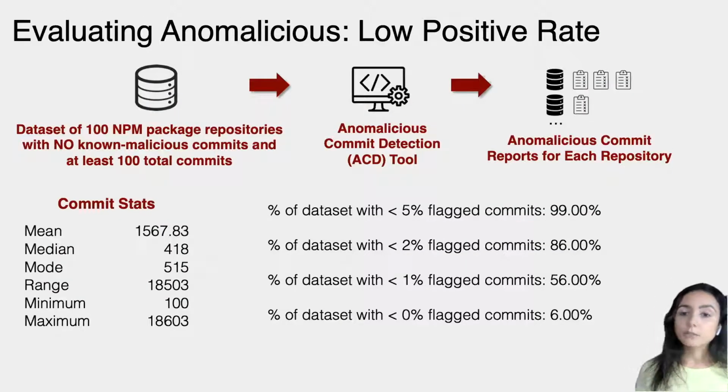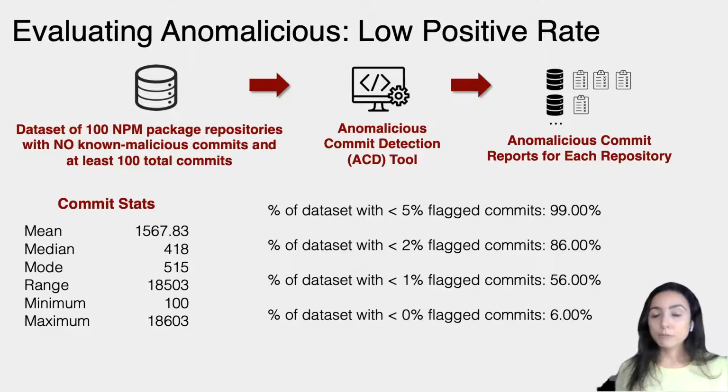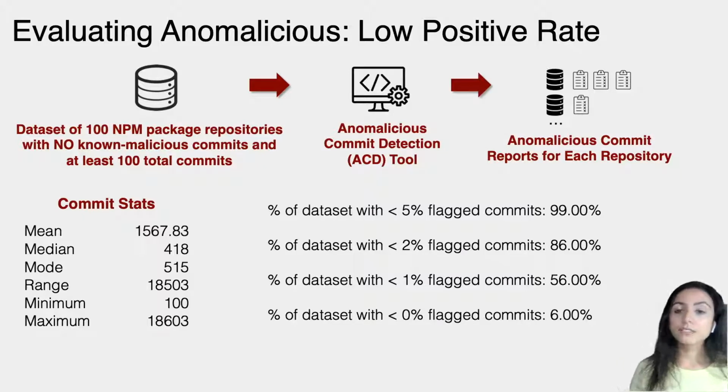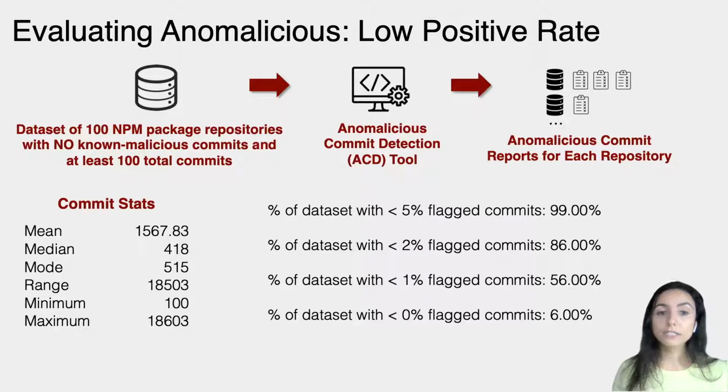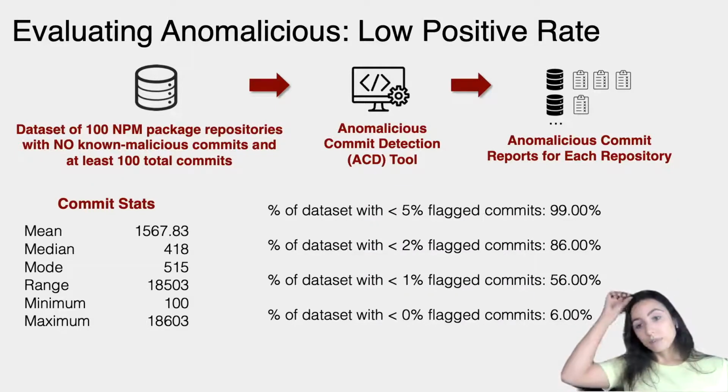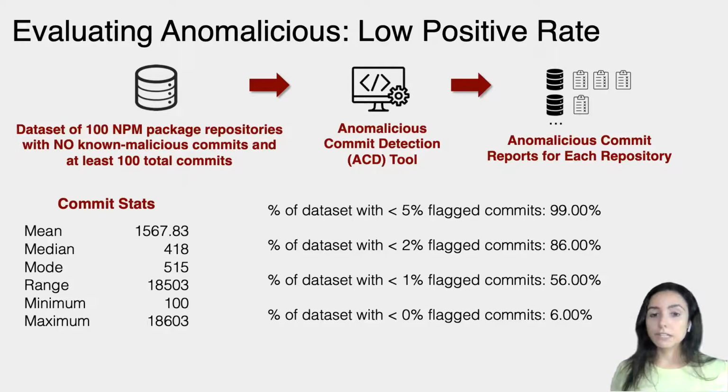Our other analysis was to look at those commits that are being flagged that we don't know are malicious, and what the properties of those commits are. And so to do this, we took a data set of 100 npm package repositories. We did the same thing. We put them all through the Anomalicious tool using the same configuration file. And then we reviewed the reports for each repository.